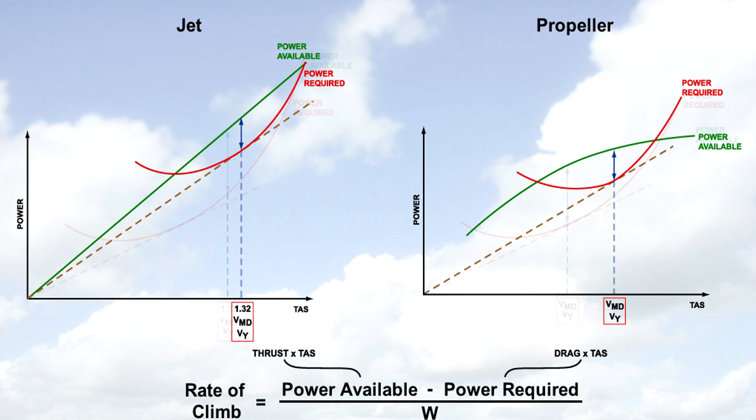The power graphs for both jet and propeller demonstrate this. However, it's important to see that the speed for maximum excess power available is no longer what it was. It's now higher. So, with higher weight, the rate of climb is decreased, but Vy is increased.